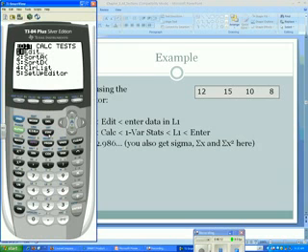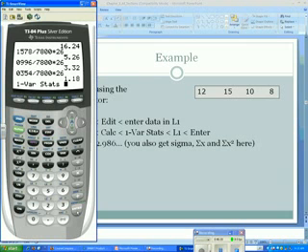So stat, and then I'm going to use the right arrow to scroll to calculate, and then 1 is already selected, and that's what I want, 1 var stats, so I'll hit enter, and I could type in second 1. Second 1 will give me L1, or I could just leave it as 1 var stats. That would give me the same thing, because by default 1 var stats will do L1.